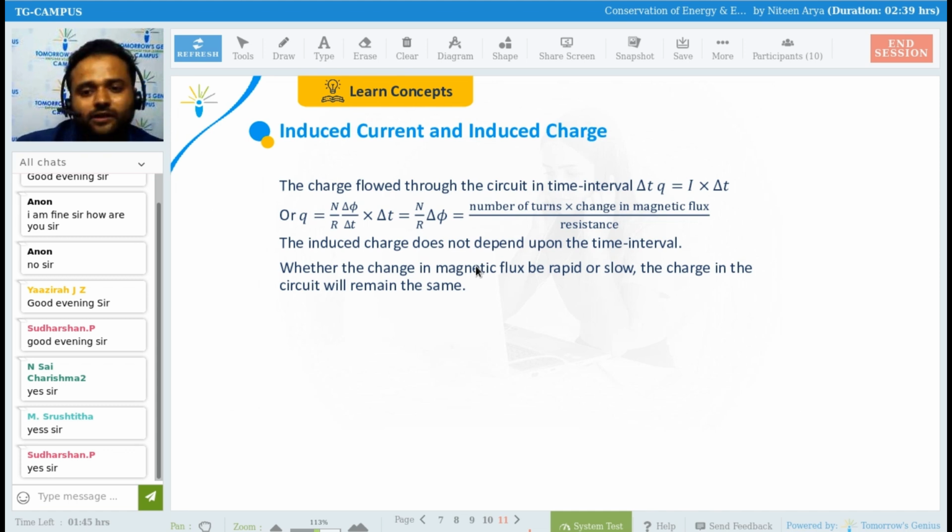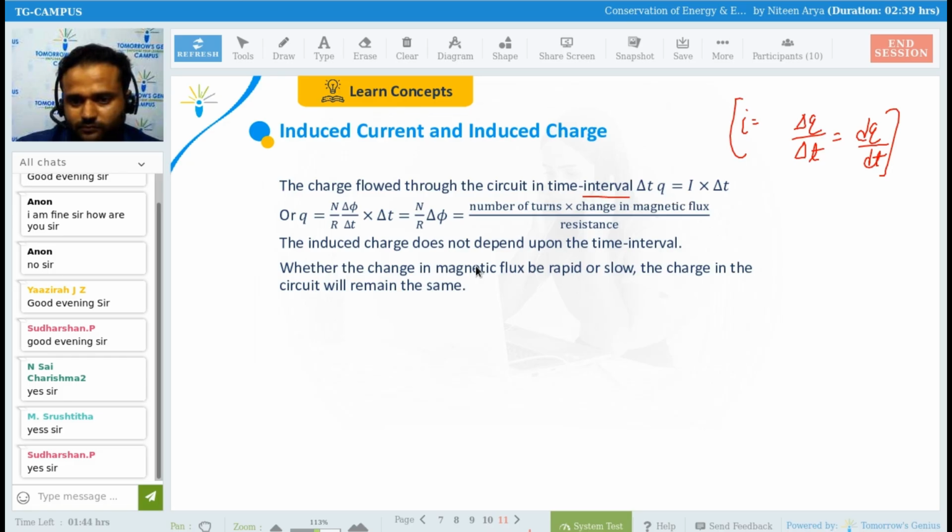Okay, fair enough. So as we know, charge is, or current in general, I equals Q by T. Or in some sense we say change in charge, or you can say flow of charge per unit time, del Q by del T, or sometimes I write dQ by dt. So from this particular formula, I can find induced charge also. So the charge flow through the circuit in time interval del T.